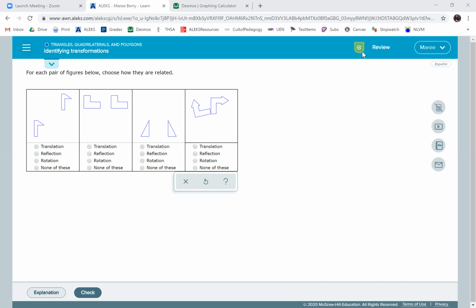So this topic is about identifying different transformations. So you kind of have to know the definitions of each type of transformation. A translation is like a slide. So if it looks like the entire figure just slid to a different place, then it's a translation.